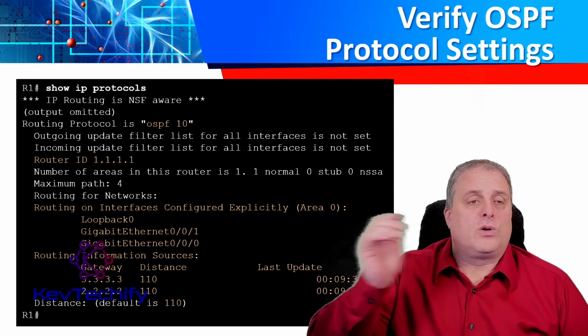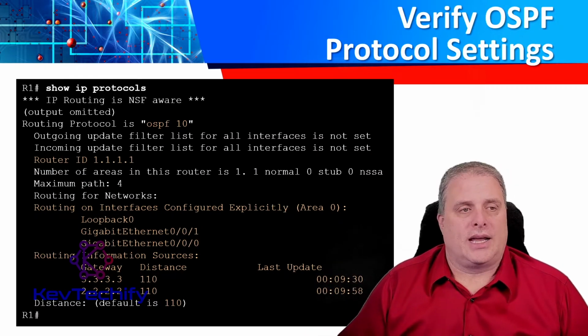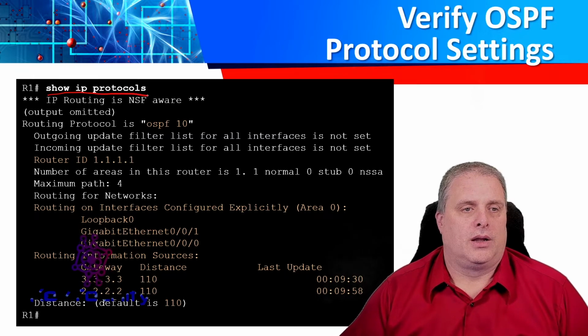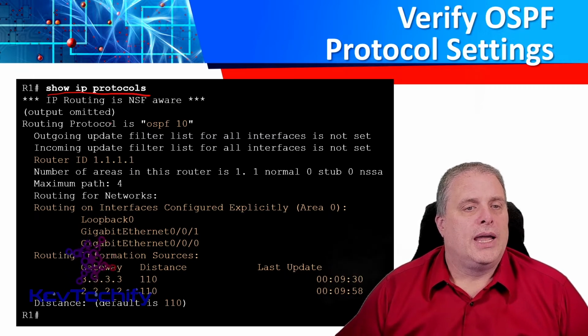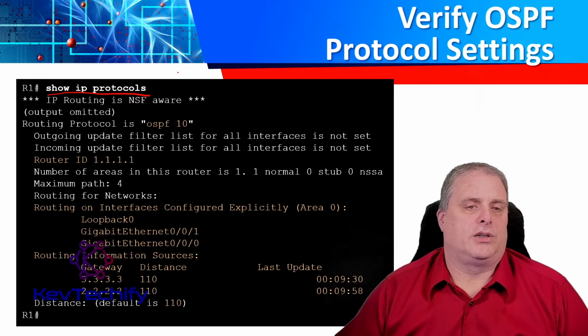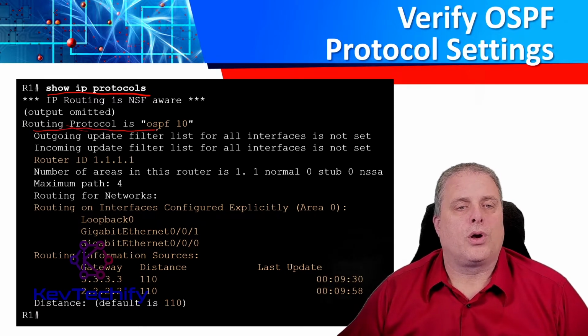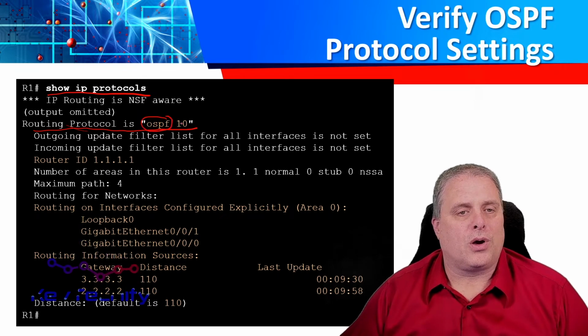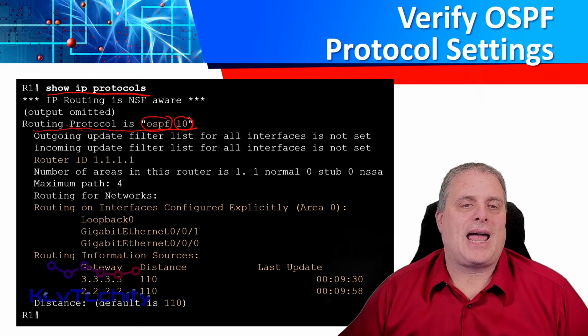To verify our OSPF protocol settings, we can use this show ip protocols command. It will list us information about all the protocols. We're concerned about the section here where it says routing protocol is OSPF. OSPF is the routing protocol. 10 is the process ID on our device.